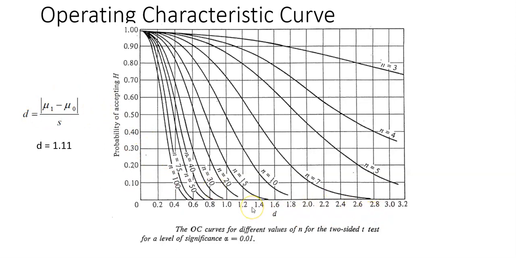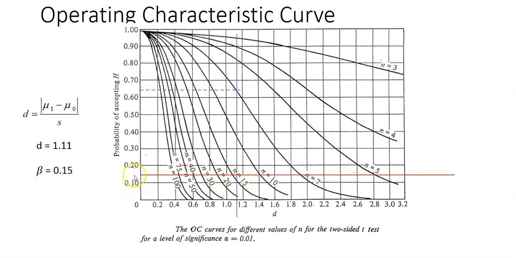Now we want to see if 7 rods would be enough sample size to accept this sample. So I would find this value on this horizontal axis here, and I would draw this vertical line to see where it intersects with n equals 7. So this corresponds to a 65% probability of accepting the sample, but we want it to be 0.15. We don't want it to be larger than 0.15.